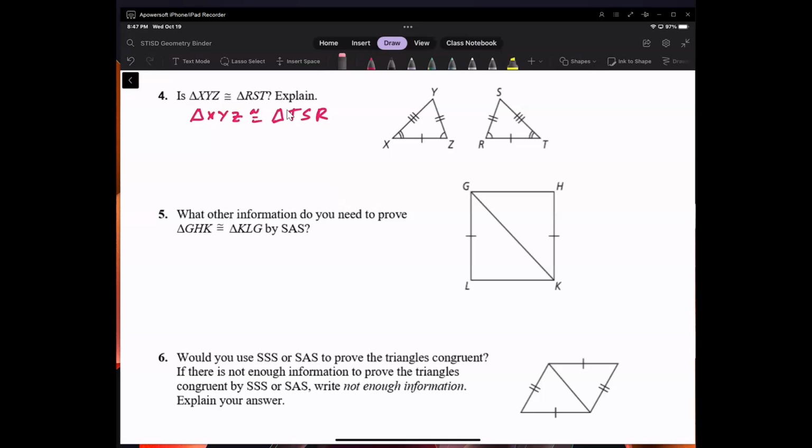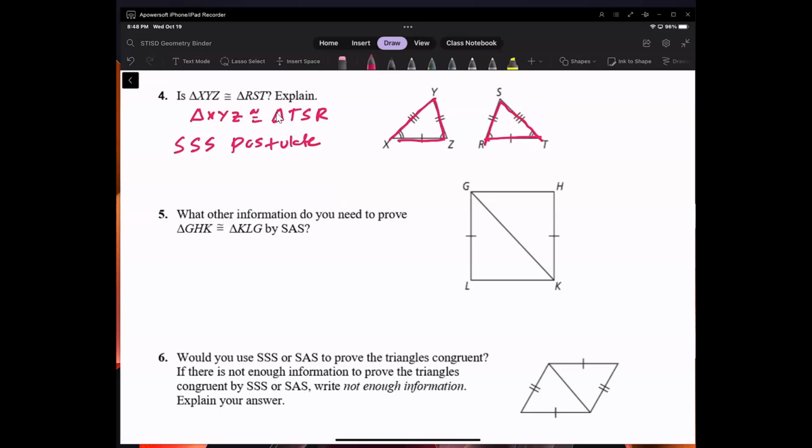So these two triangles are congruent because of the side, side, side postulate. That means that this side is congruent to this side. That's a corresponding side. This side is congruent to this side. That's another corresponding side. And this side is corresponding with this side. So that's another corresponding side. So we have three sides that are corresponding, right?